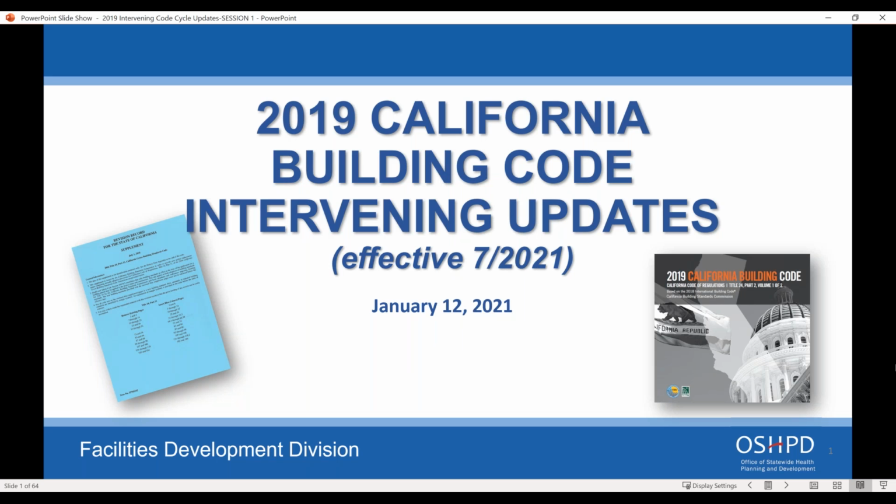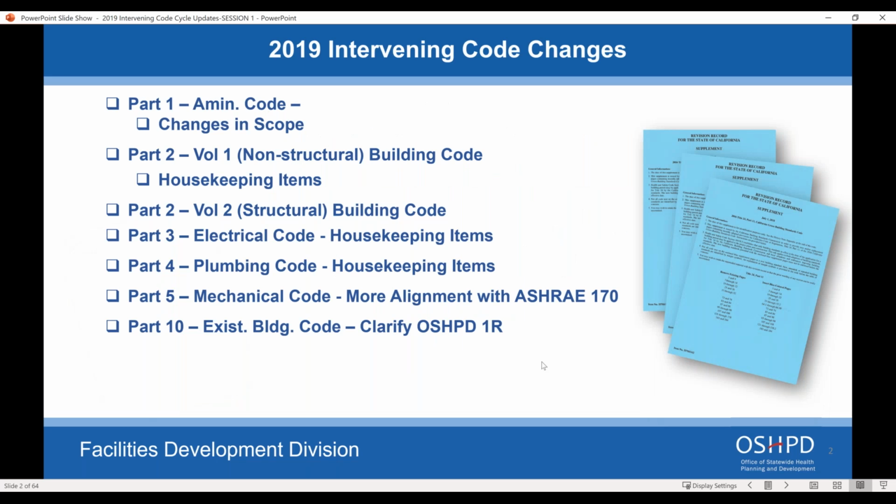So let's go ahead and get started. So this is a two-part series. Today we're going to be covering part one, the administrative code, as well as part two, the building code for both volume one and volume two, which will be the non-structural and the planning, as well as volume two, the structural. And we have Roy Lobo with us today as well for that portion. And then in February, we're doing the electrical, mechanical, and plumbing code, as well as the existing building code.